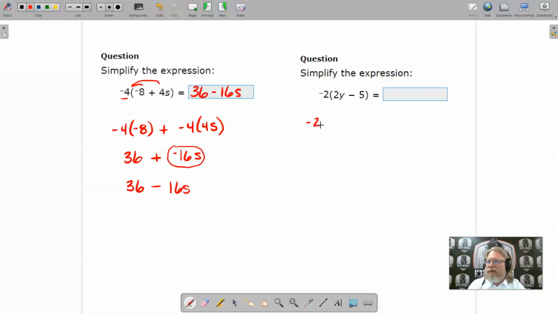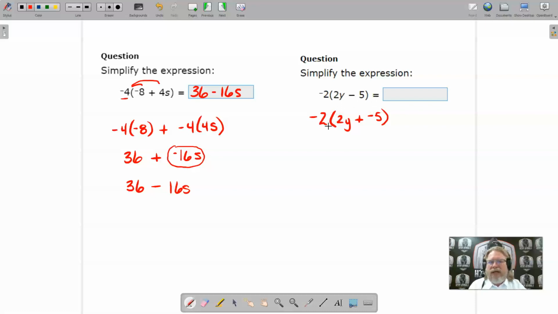Next one, negative 2 times 2y. Distributing that negative 2 to the positive 2y, and the negative 2 to the 5. Actually, let's talk about something here. I want to get you used to realizing that this is actually 2y plus negative 5. I could rewrite the 2y, change the sign to plus. The opposite of 5 is negative 5. So if we realize that this is actually 2y plus negative 5 is the same as 2y minus 5, then it makes it a little bit easier.